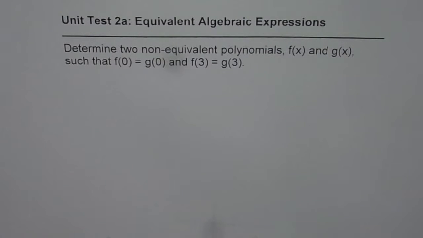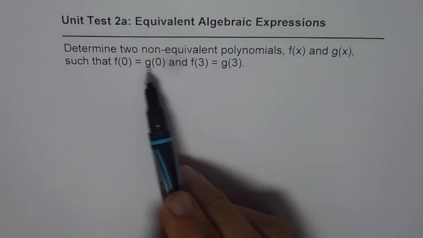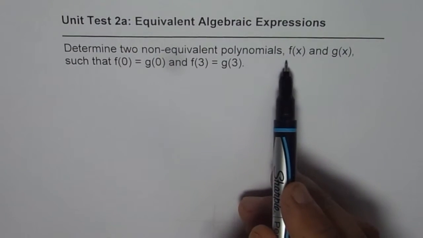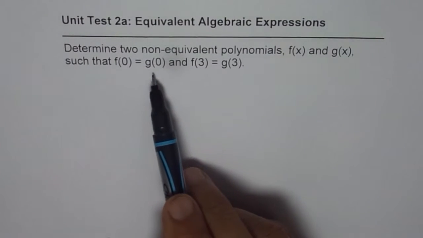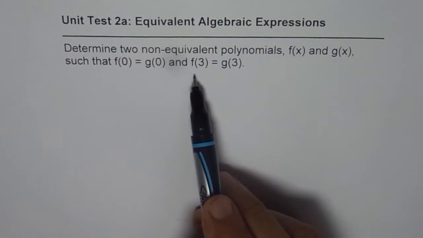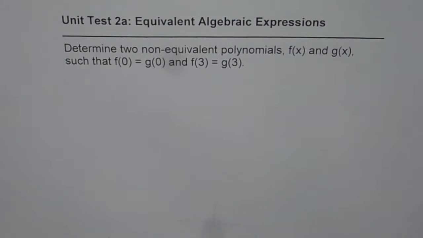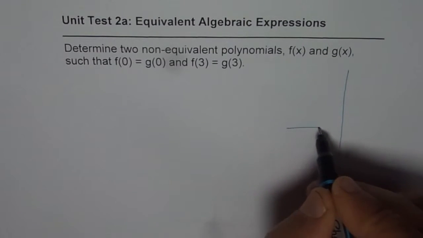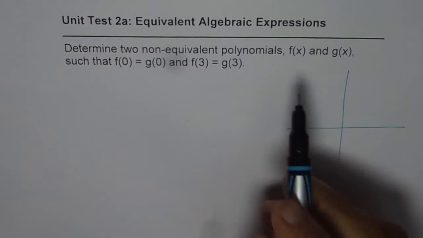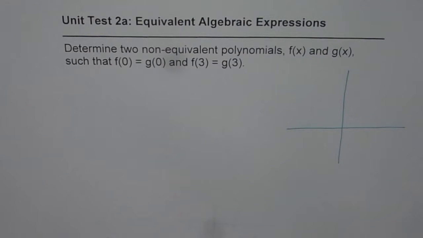The question here is, determine two non-equivalent polynomials f of x and g of x such that f of 0 equals g of 0 and f of 3 is equal to g of 3. So let me first illustrate what I'm trying to come to. I'll sketch the graphs of two polynomials f of x and g of x and then find their equations.